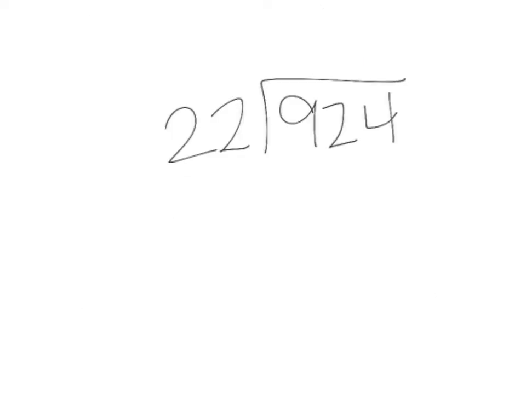All right, make sure that you pause this one and try it on your own first. Okay, it's really important that you try it first, and then you can come back and make sure you have the correct answer. Okay, so 22 into 92. Well, I kind of know my 22s are doubles, so I'm going to take 22 times 4, because I know that's 88.